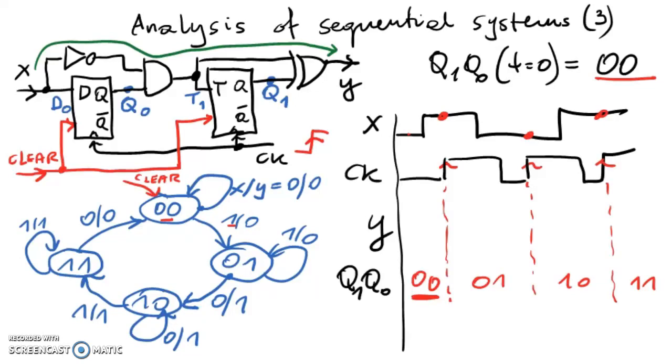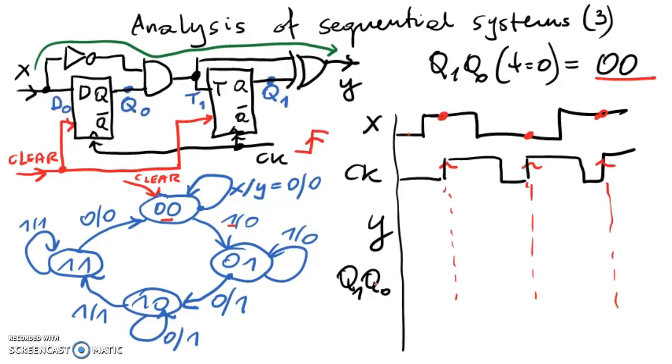Hi, this is the continuation of analysis of sequential system 3, and we are dealing with timing analysis. Let's roll back and start the analysis from the beginning. To find y for a Mealy machine, it is a good idea to find the consecutive states, I mean the Qs of all the flip-flops.